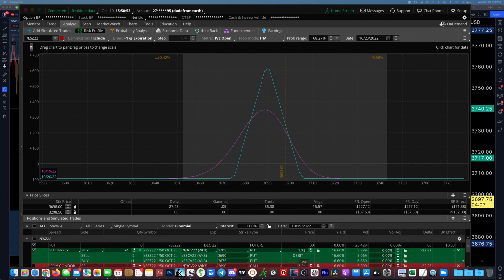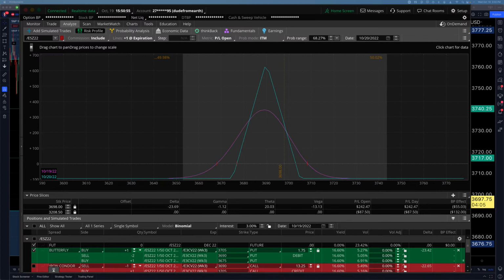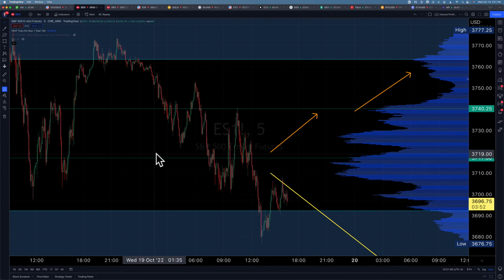I can show you the log if you want to see it. I show it all the time. All right. So this trade just doesn't seem like it wants to go anywhere here. Yeah, we're just hanging out right there. I think it's going to go up.